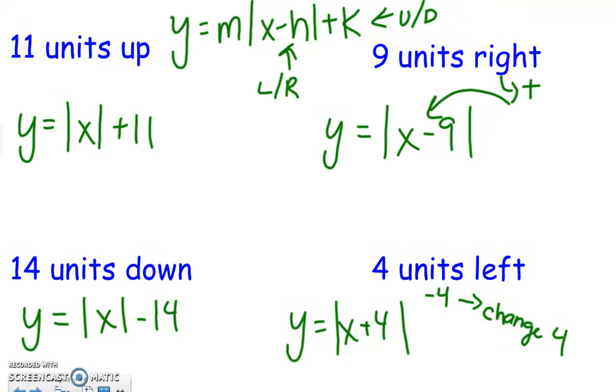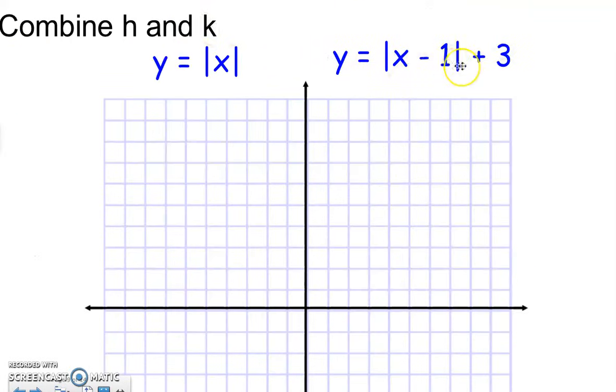The next one, we're going to do a little combination. We're going to have multiple things going on. Okay? So here is an important thing.